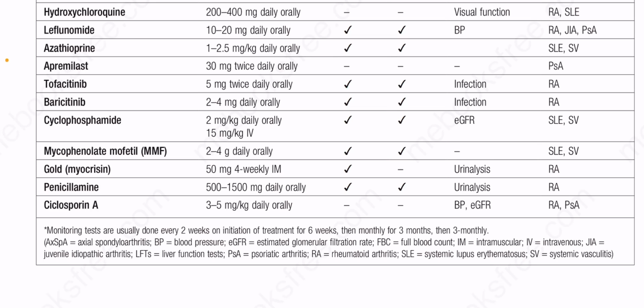Indication: rheumatoid arthritis. Cyclosporin A maintenance dose 3 to 5 mg per kg daily orally. Monitoring is blood pressure and eGFR. Indication is rheumatoid arthritis and psoriatic arthritis. Monitoring tests are usually done every 2 weeks on initiation of treatment for 6 weeks, then monthly for 3 months, then 3 monthly.